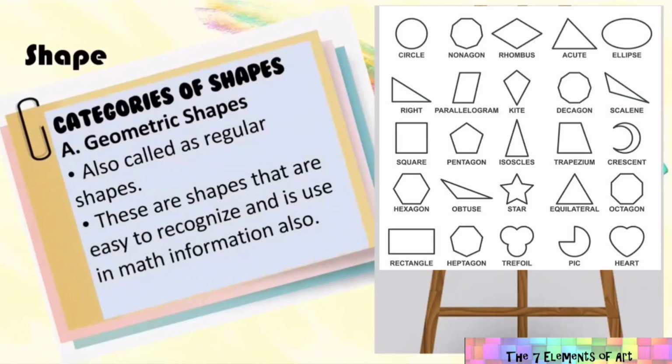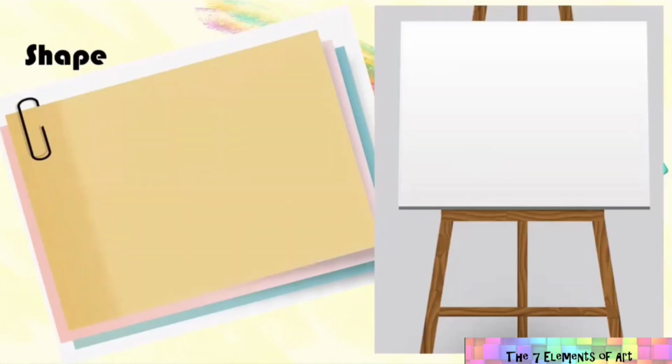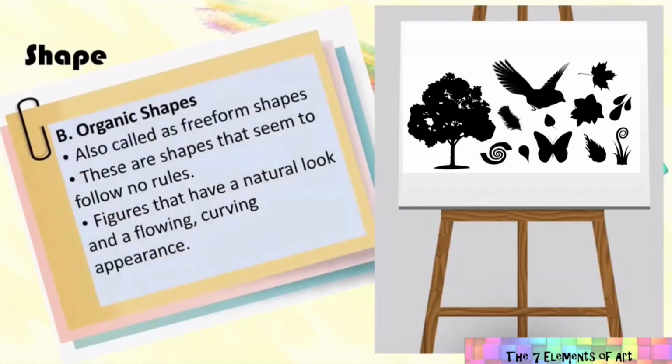Categories of shape, we have geometric shape, also called regular shape. These are shapes that are easy to recognize and are used in information also. Organic shape, also called free-form shape. These are shapes that seem to follow no rules, figures that have a natural look and a flowing, curving appearance.